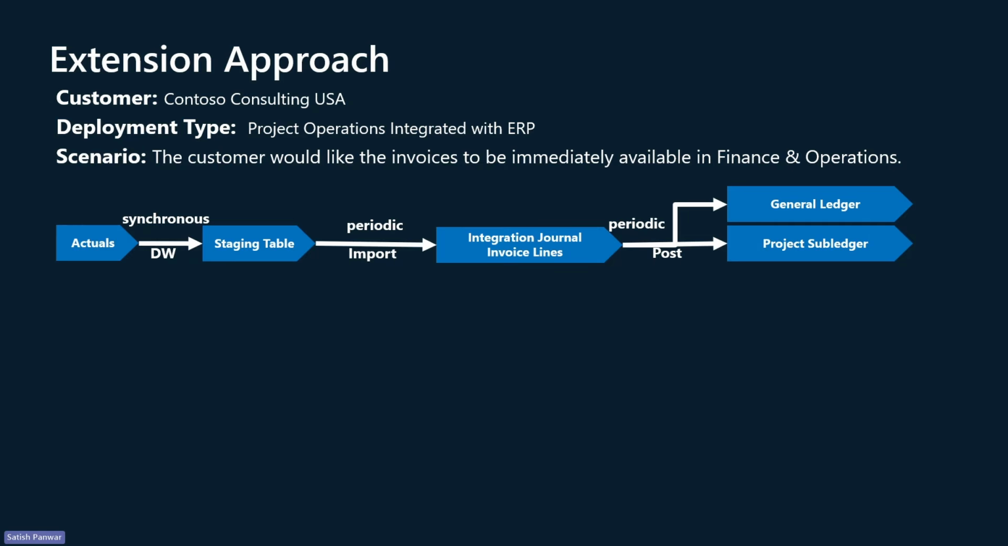They end up in a staging area that needs to be processed to be reflected in the project subledger and general ledger. This process consists of 2 steps: a routine that transfers the records from the staging area to an integration journal, and a routine that posts this integration journal. Invoice lines are generated after the integration journal has been posted via the batch import from staging table.